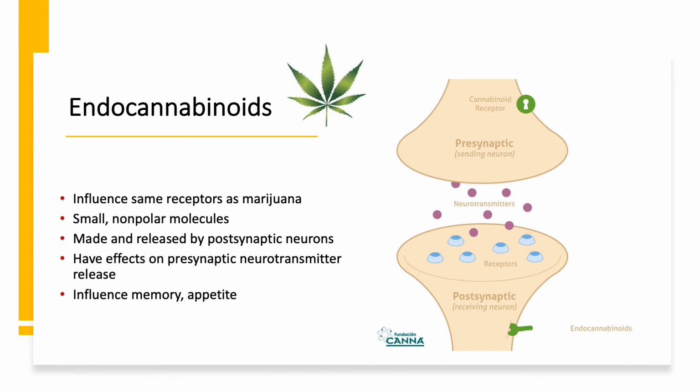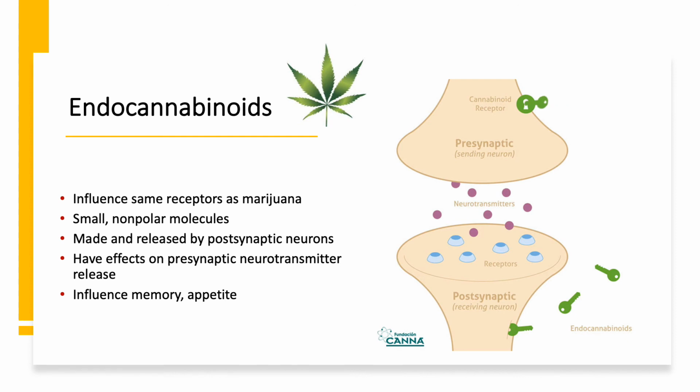Endocannabinoids are neuromodulators that influence the same receptors as marijuana. They're small non-polar molecules that are made by your cells. Think of it as endogenous cannabis. They're made and released by postsynaptic neurons. If we look on this illustration here, we'll see this little green key that's being synthesized. This is representing our endocannabinoids. And what they do is they go and they bind to a receptor on that presynaptic neuron.